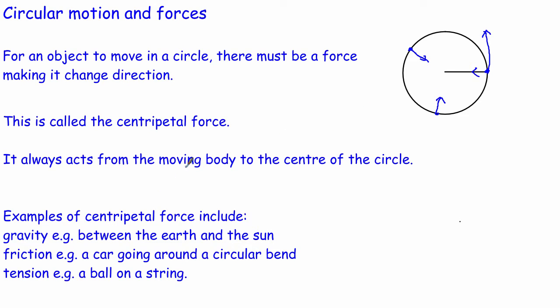And there are a number of examples that you can think of a centripetal force. For example, if you've got the Earth going around the Sun, where the Sun's in the middle, then gravity is the thing that provides the centripetal force. If you've got a car going around a bend, then friction provides a centripetal force. And if you've got a ball on a string and you're whirling that ball around, it's the tension in the string that is a centripetal force.